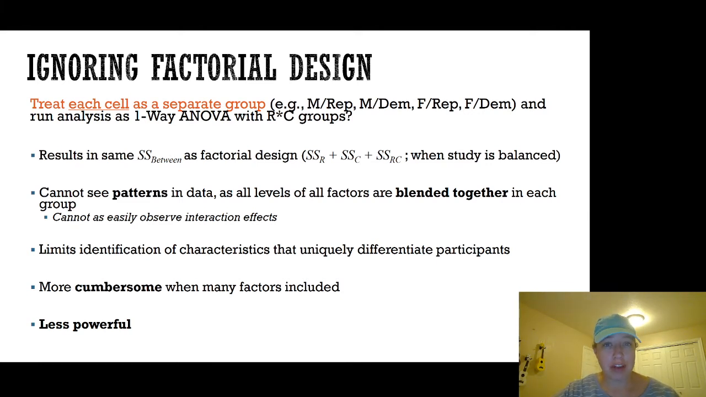Problems with ignoring factorial design. If you treat each cell as a separate group and run one-way ANOVAs, collapsing across, that can help you establish main effects in a cumbersome way that's less powerful. But the bad thing is, besides the loss of power, it doesn't let you investigate possible patterns, i.e. interactions, which are often more important, more interesting, and what our hypotheses are about in real life.